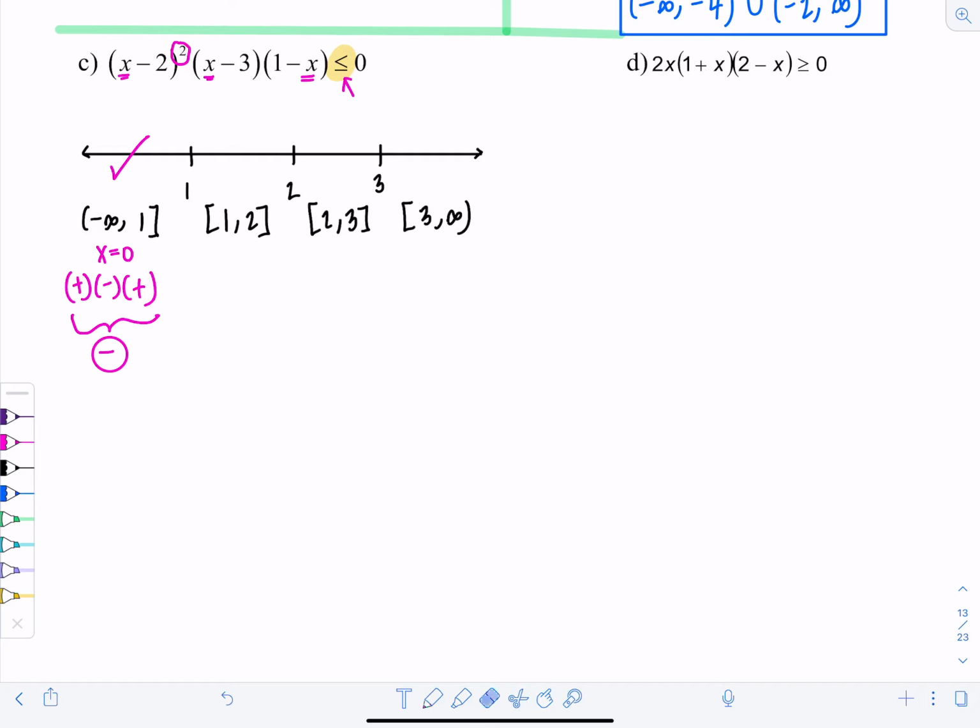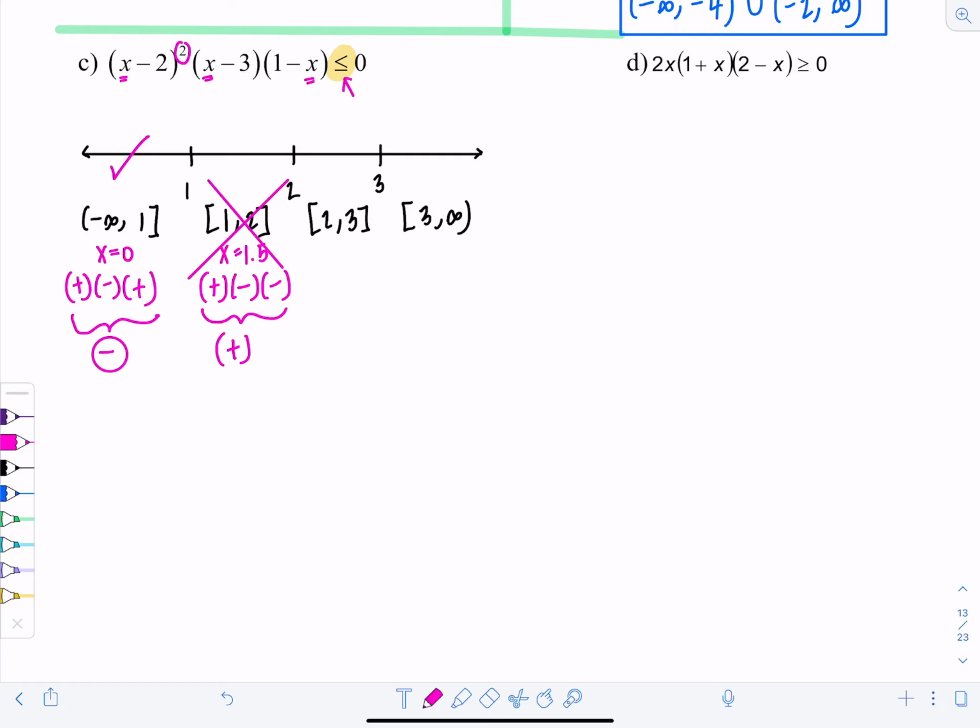Okay, what about the interval from 1 to 2? How about using x equals 1.5? Well, we already talked about it: it doesn't matter what goes in here for x, we're squaring it, so everything's going to be positive from there. 1.5 minus 3, that's negative, and then 1 minus 1.5, that's negative. So I've got a positive times a negative times a negative. That's positive. Does that work? Are positive numbers less than or equal to 0? No, they are not. So this interval does not work.